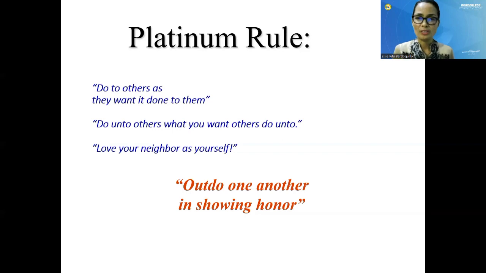Okay, with your mentors and other significant others. So with that, again, one more time, the platinum rule: do to others what they want done to them. Do unto others what you want others do unto you, and love your neighbor as yourself. Outdo one another in showing honor. Okay, that's the end of our session.